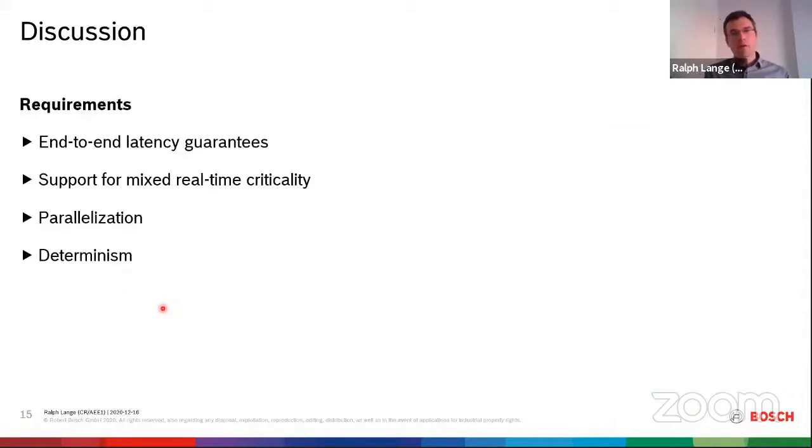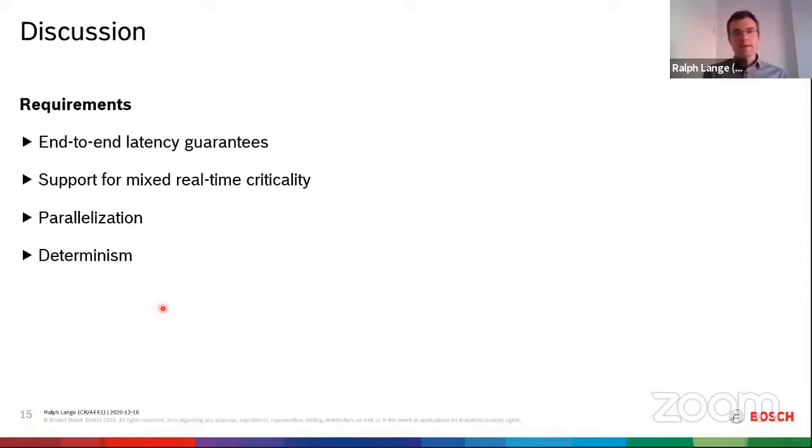Now we think, what are the requirements in robotics? We have the request for end-to-end latency guarantees. If somebody steps in front of the LiDAR, we want to know the time it takes until the motor receives the stop command. We want to have support for mixed real-time criticality. We have functions which are real-time critical, certain control loops, and other ones which are not.